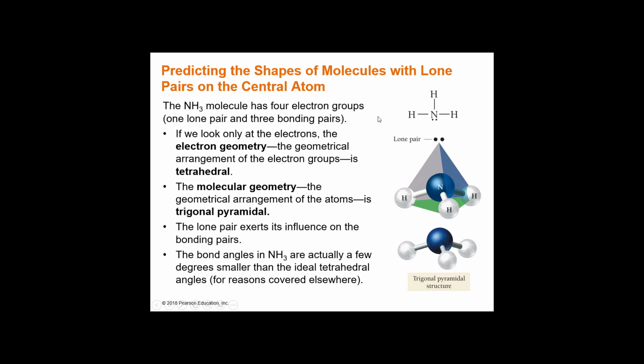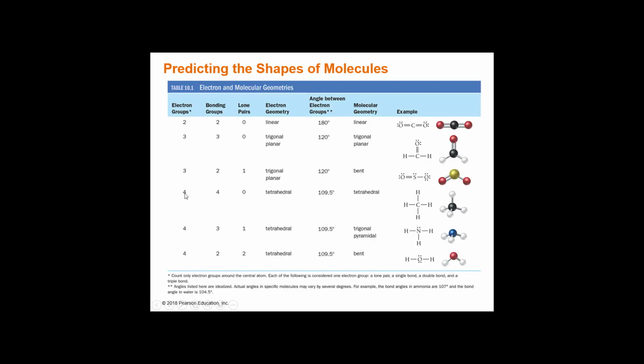Okay, so let's go on to another one. This is ammonia. Ammonia has a lone pair on the nitrogen. And so in this case, we have 4 electron groups: 3 bonding and 1 lone pair. With the electron groups counted, it's tetrahedral with an angle of 109.5.